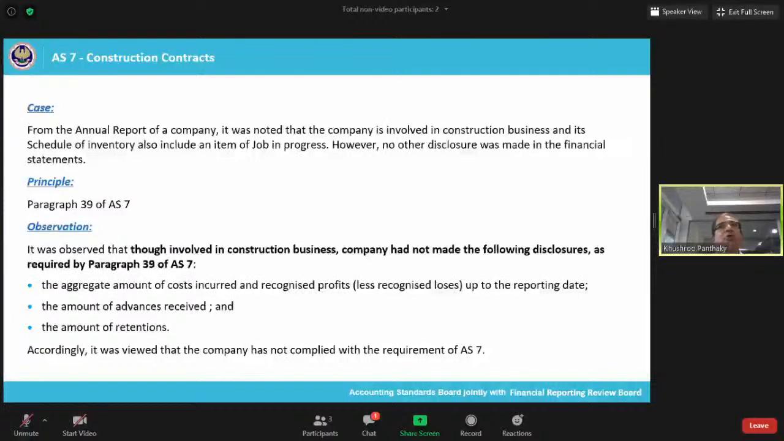And therefore, you need to make those adequate disclosures, which are part and parcel of the requirements of AS7, which have not been there in some of the financial statements that the FRRB and other reviewers have actually observed. So these are only a couple of examples which are commonly observed errors under AS7.